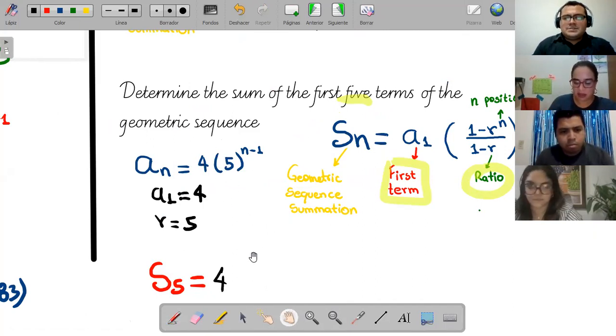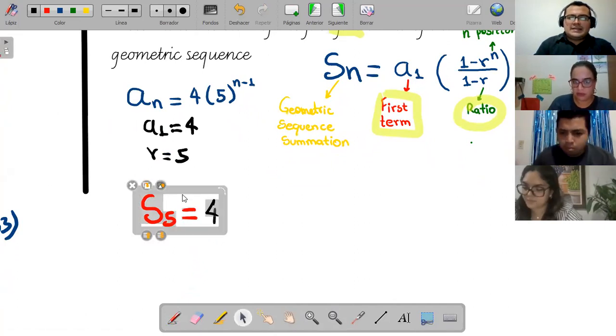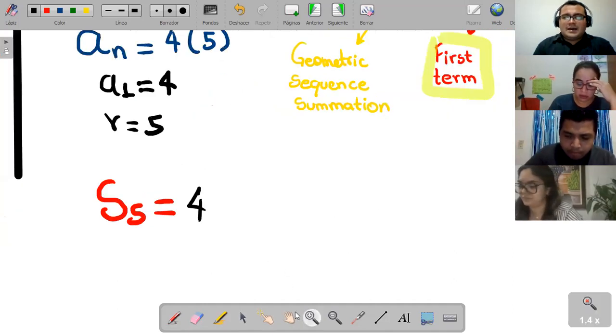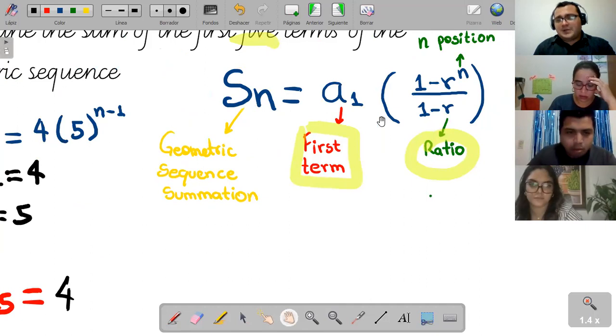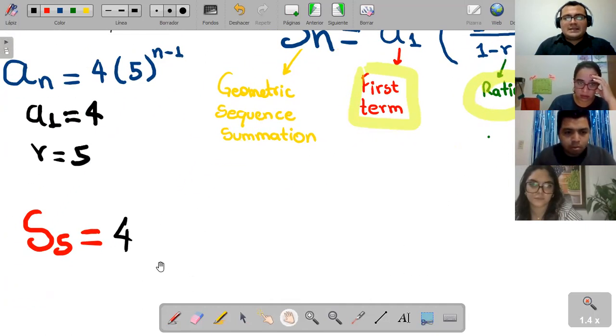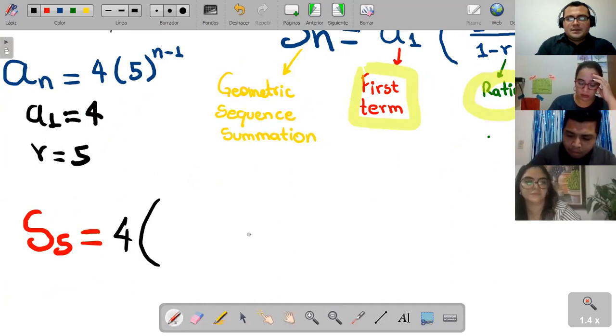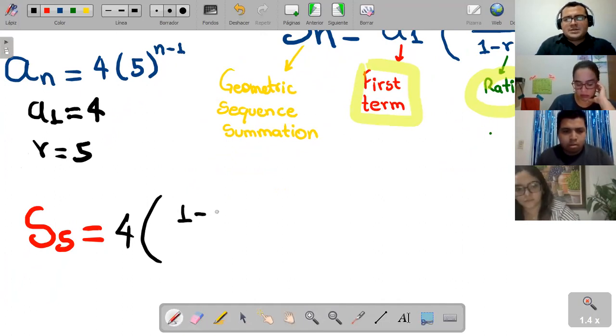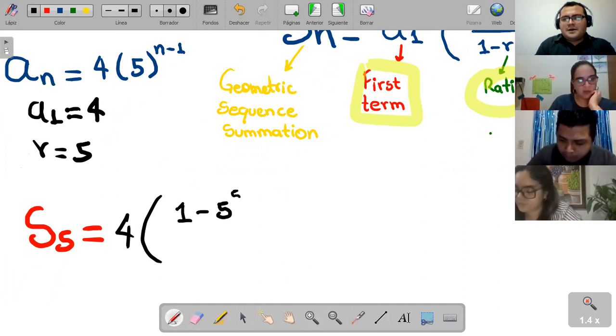With the geometric sequence it is easier to get the summation, in the sense that you would not need many things to do on the formula. But on the formula, we have to focus and be careful with how we use it. We have the first term, multiplied by 1 minus the ratio raised to the power of 5, over 1 minus 5.